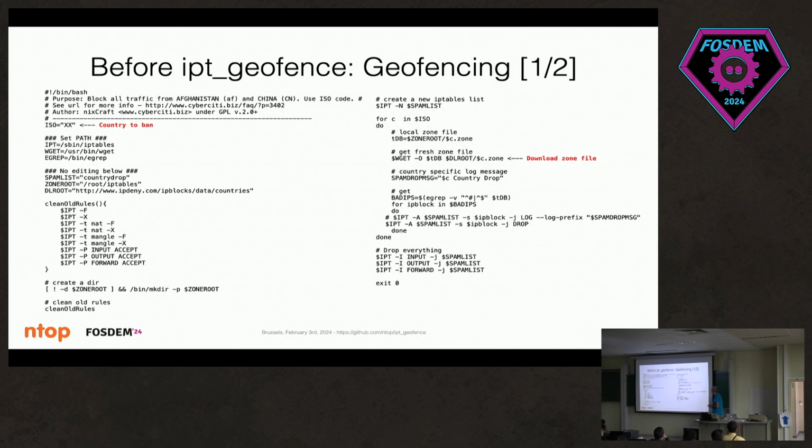So geofencing. This is a typical example of how you can block a country on Linux. This is a simple script. You have a country you want to ban. So you download from a certain place the list of networks that belong to such country. You have to make sure that this is updated, because you have to do it from time to time. Because sometimes a network is sold or acquired by companies belonging to another country. And you have, in essence, to download.